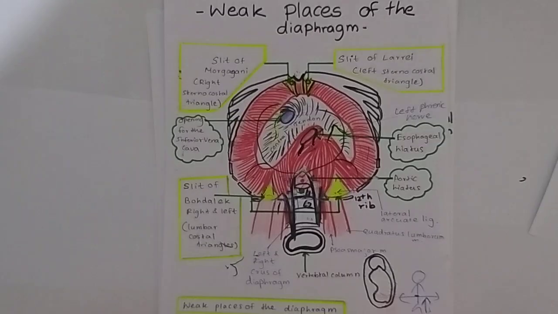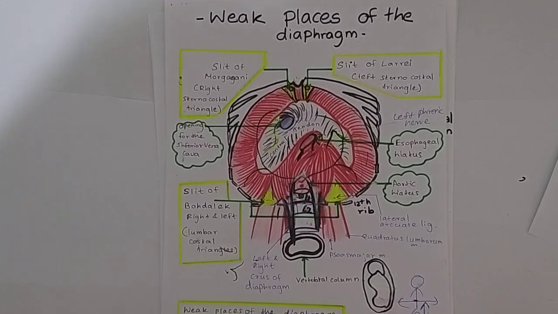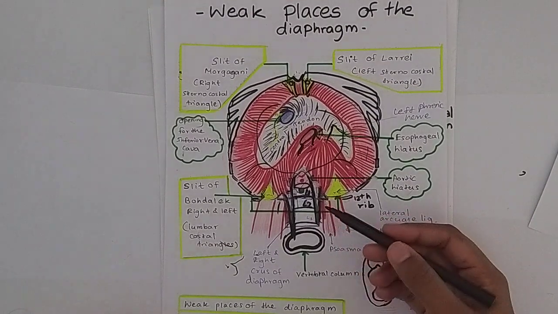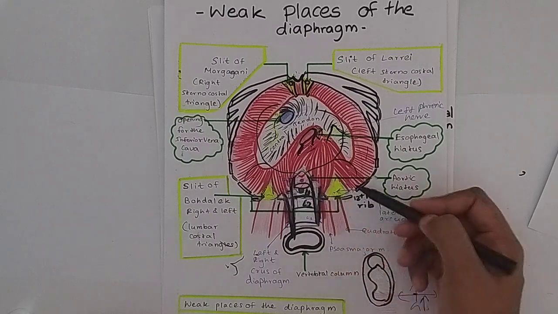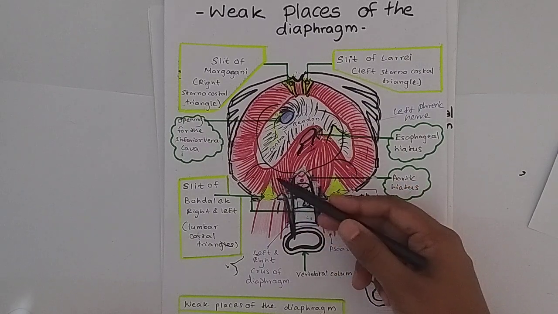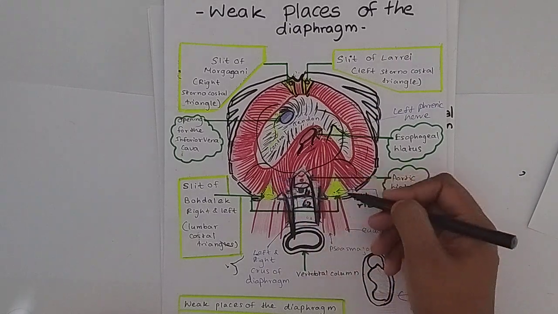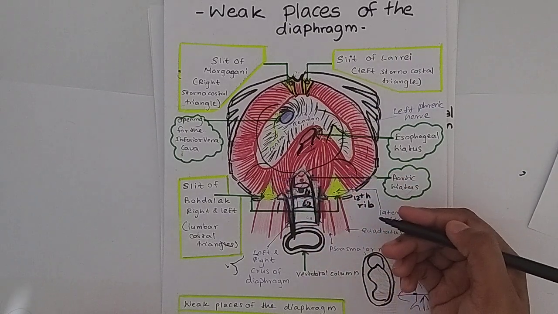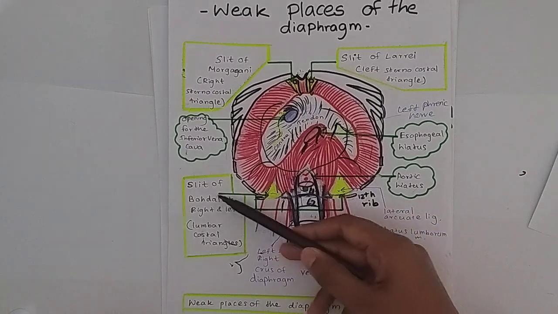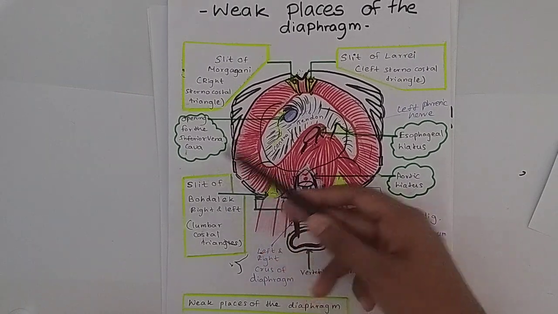Now we will talk about the weak places of the diaphragm, right? What are the weak places? As I told before, this place has so many names. Actually, this is a weak place also. When we talk about the weak places, this part, this structure we call the slit of Bochdalek, right? Slit of Bochdalek.